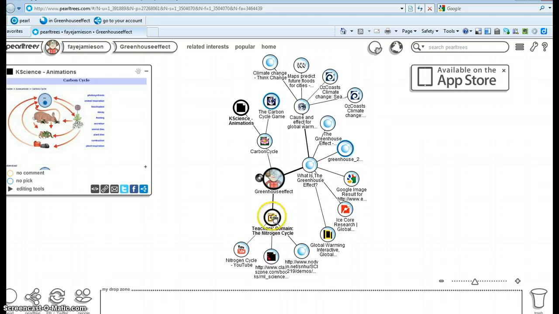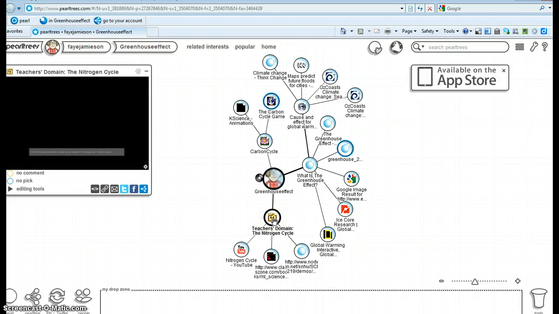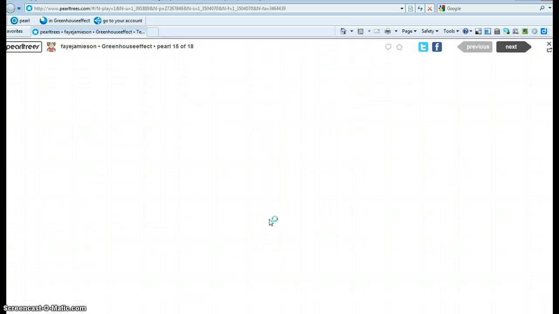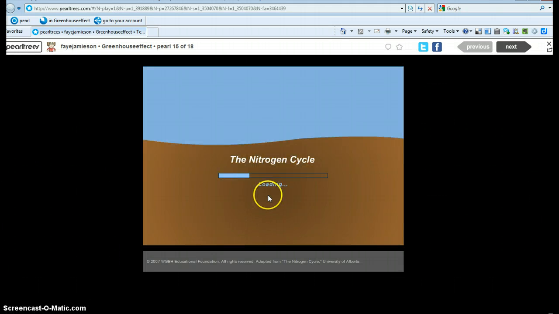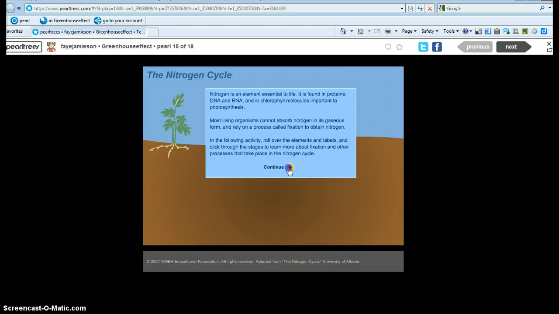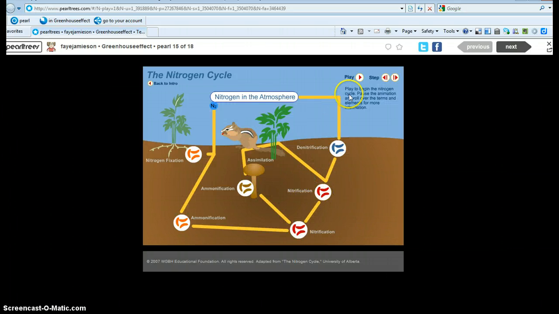Same sort of thing for the nitrogen cycle. So you can go in through here. This is, again, another task that you can do. It just sort of walks you through what's happening. Again, it's an animation reminding you about how things work.